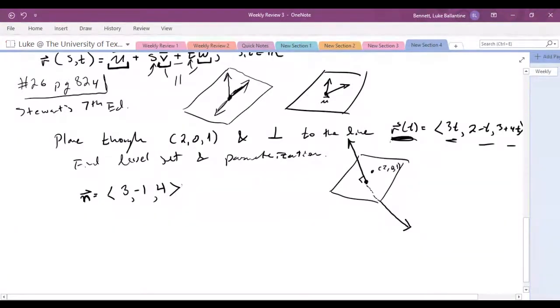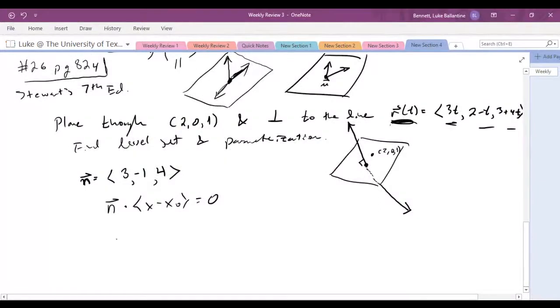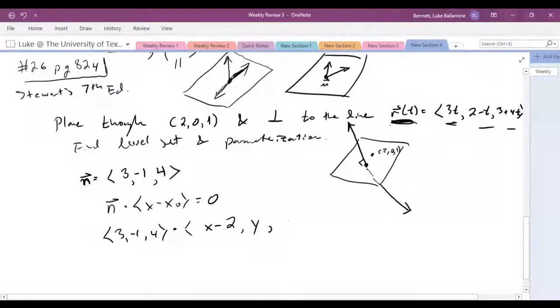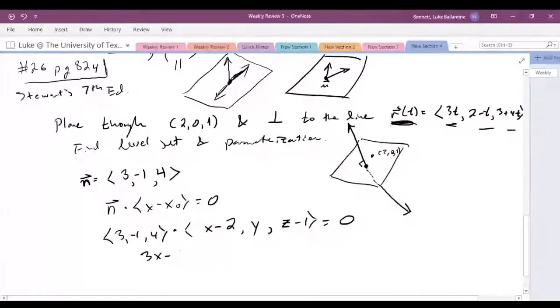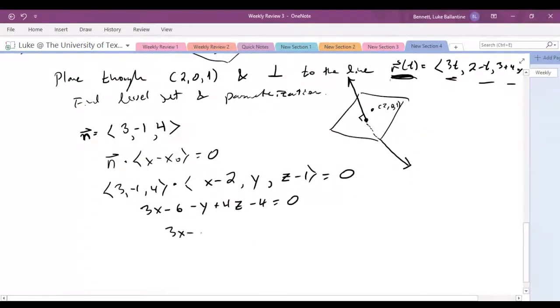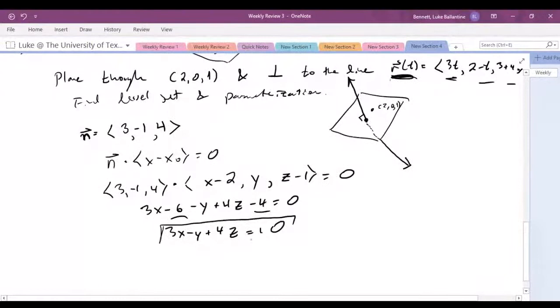So we got n, and then our little formula, n dot x minus x naught equals 0. That's how you get the level set equation. So we have 3, negative 1, 4 dotted with x minus 2, y minus 0, which is just y, and z minus 1, equals 0. So we have 3x minus 6 minus y plus 4z minus 4 equals 0. And so this would be 3x minus y plus 4z equals 10. So this is a level set equation.